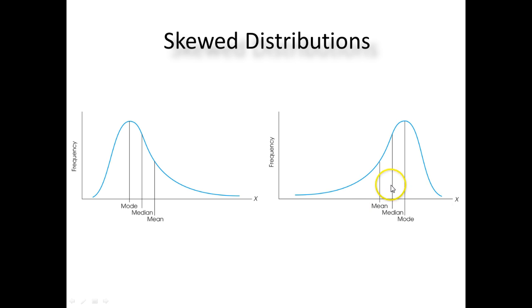On the right here we have a negative skew because the tail of the skew is to the left, or in a negative direction. Here again we have the mode, which is the most frequently found point in the distribution. We have the median, which represents the midpoint of the distribution. Half the scores are above and below. And then we have the mean, which tends to be pulled in the direction of the skew.